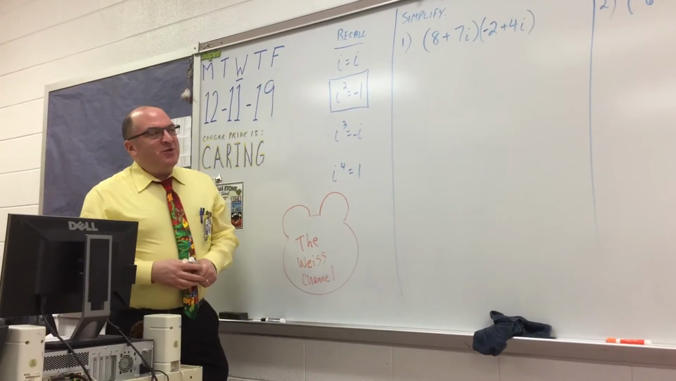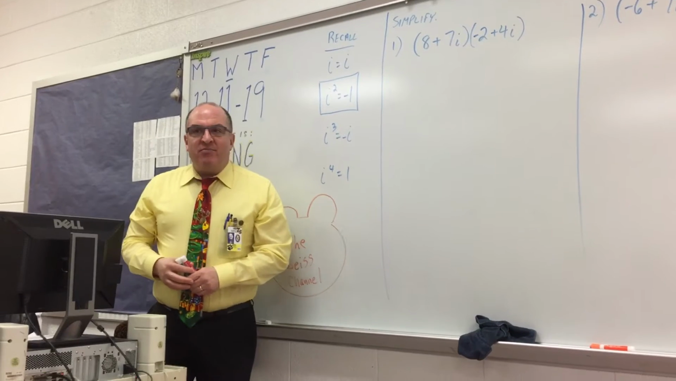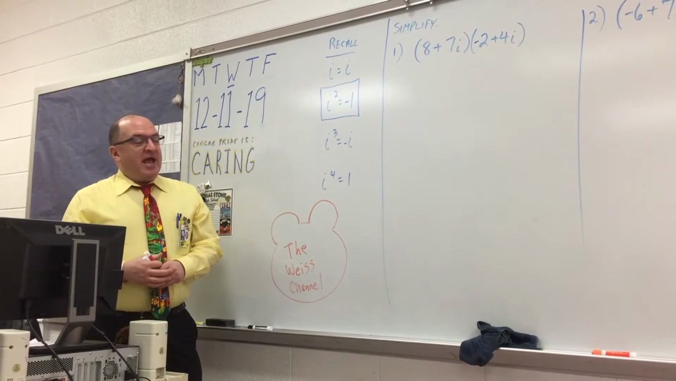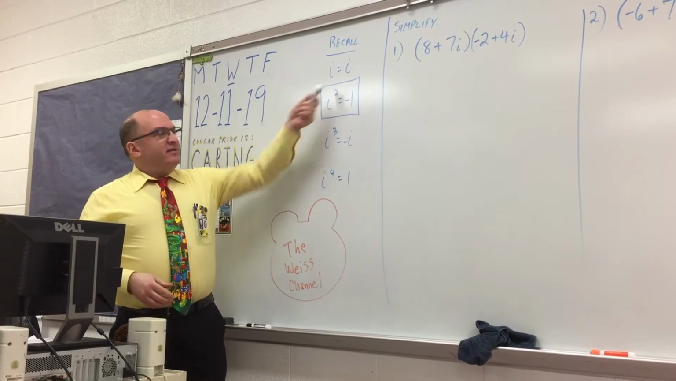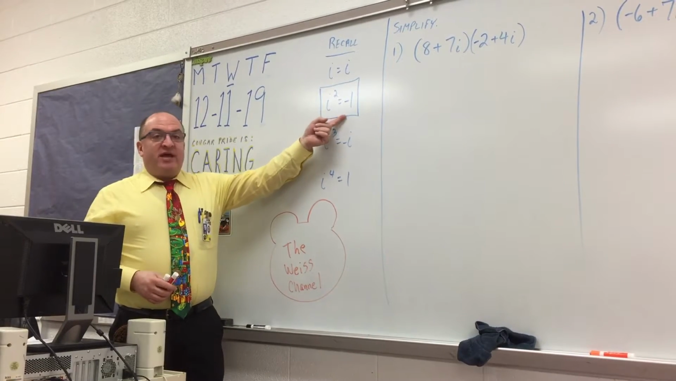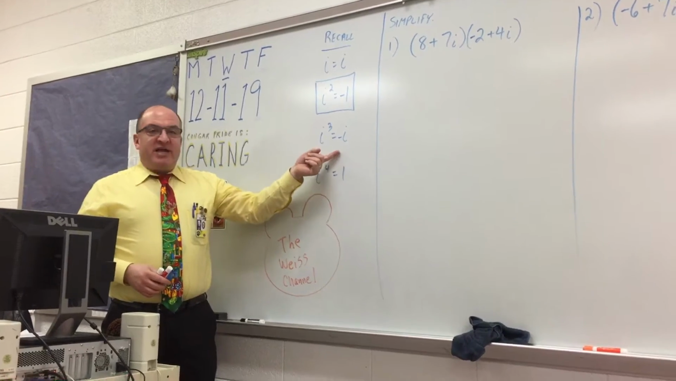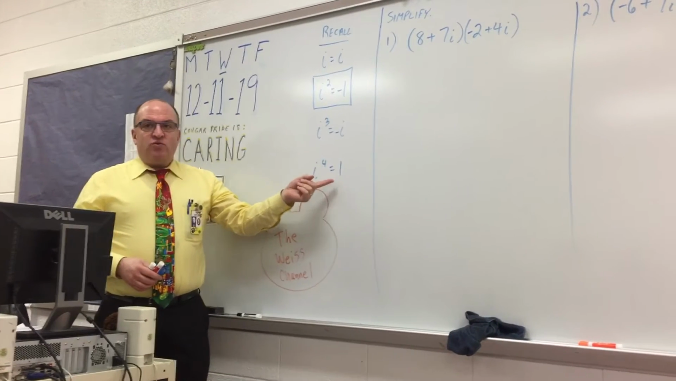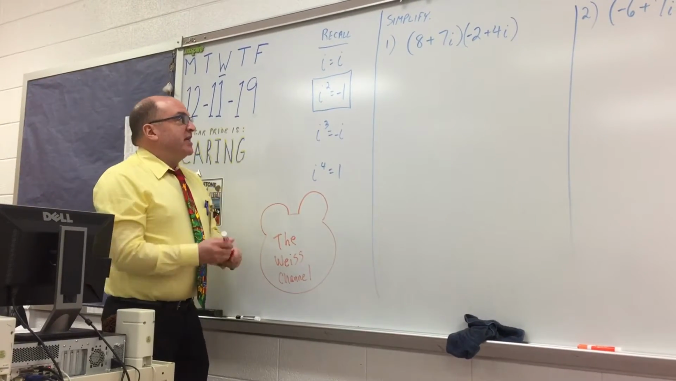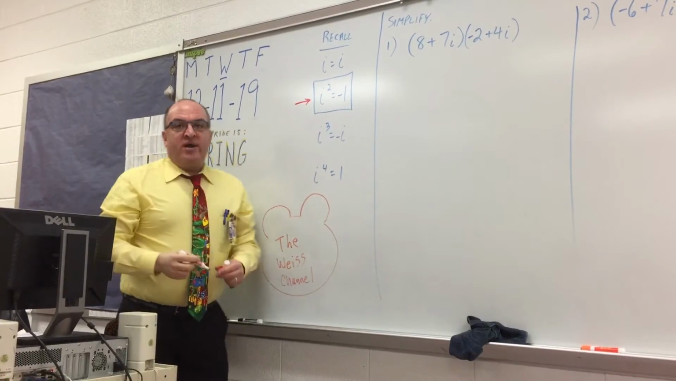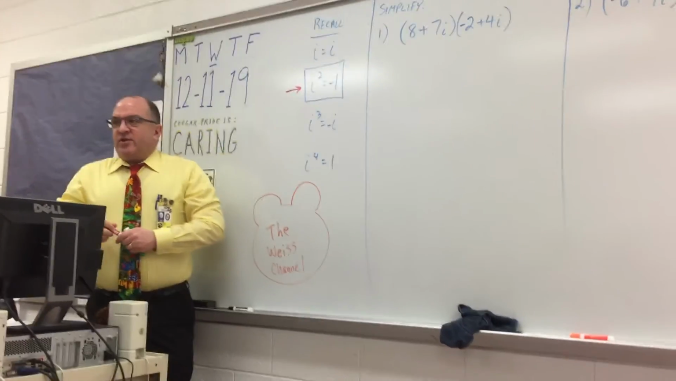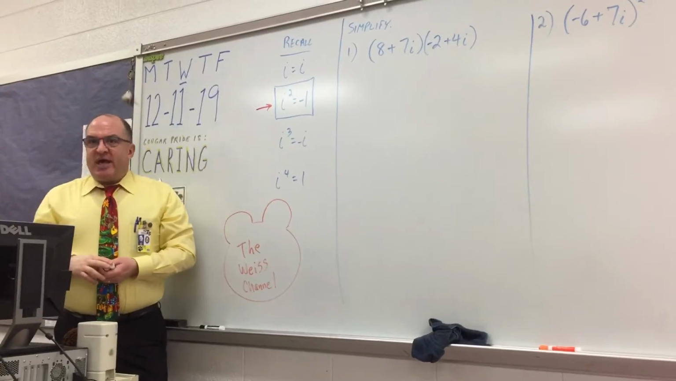Today we are continuing with complex numbers, imaginary numbers. And I would like you to recall that i squared is -1, i to the third is -i, and i to the fourth is 1. So we will be focusing on the fact that i squared is -1. Keep that in mind for the time being because we're going to use that today.